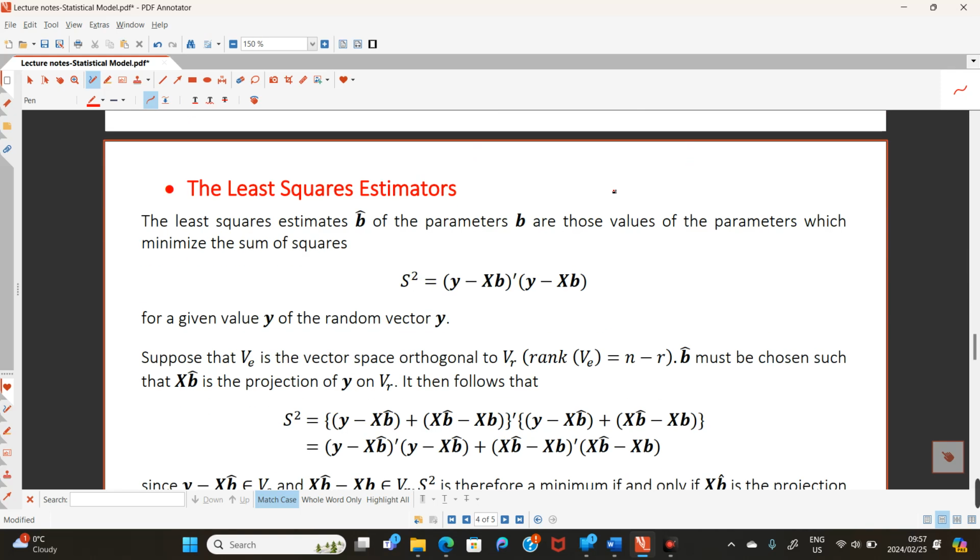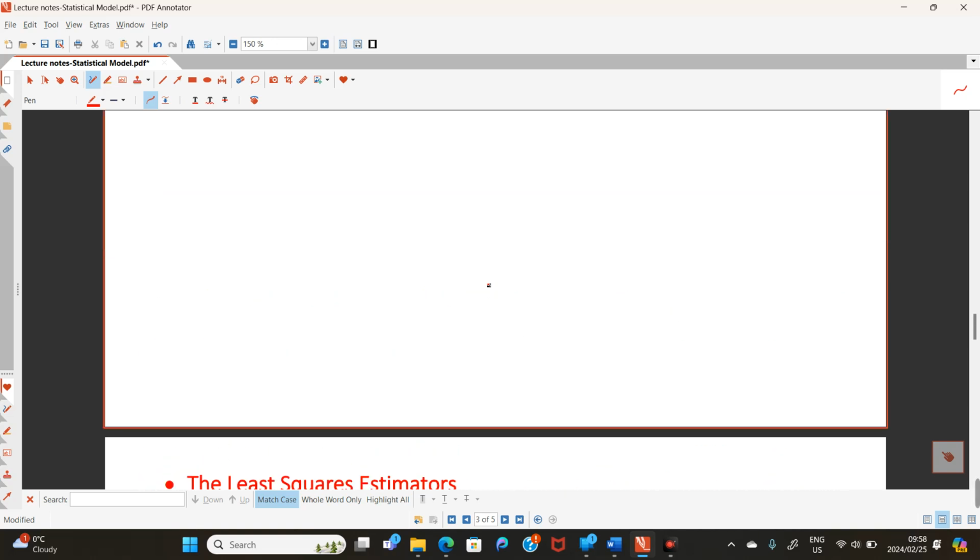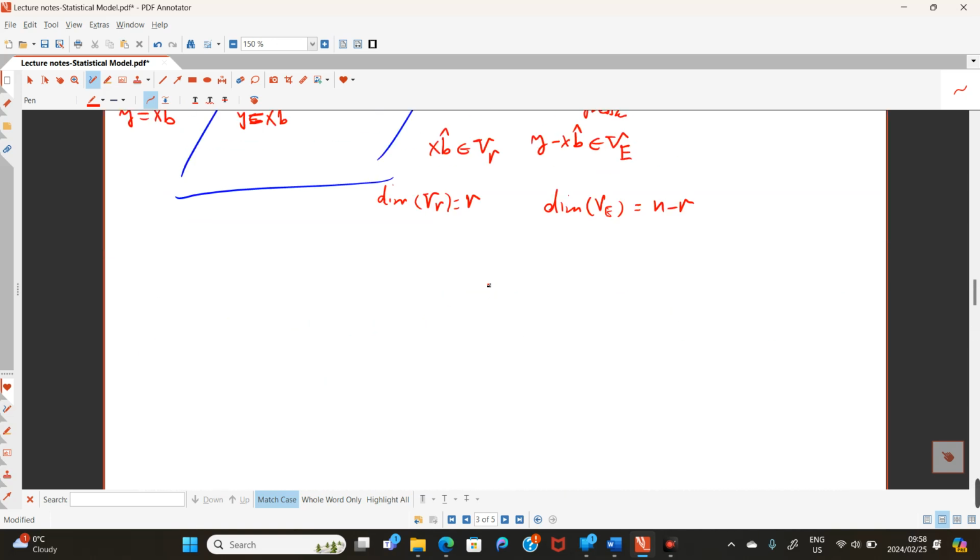Okay, now the least squares estimate B hat of the parameter B are those values of the parameter which minimize the sum of squares. Oh, this is very interesting. From where does this sum of squares come? Let's remember the sum of the squares of a linear set. We define the sum of squares of a linear set. So let's consider LR, which is represented by C prime Y for those coefficient vectors C in VR.